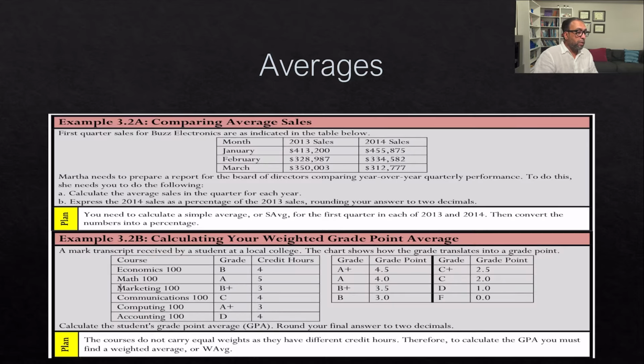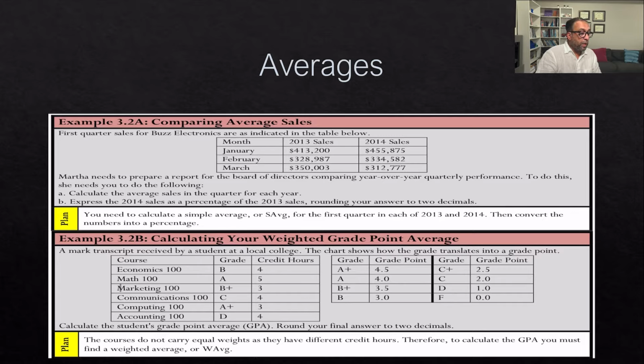Now here's an example. First quarter sales for Buzz Electronics are as indicated in the table. Months are January, February, March, and we have sales for 2 years, 2013 and 2014, and we see these first quarter sales for Buzz Electronics.